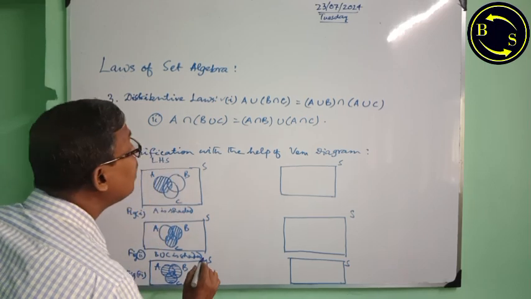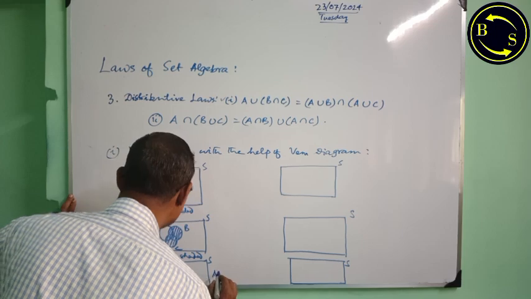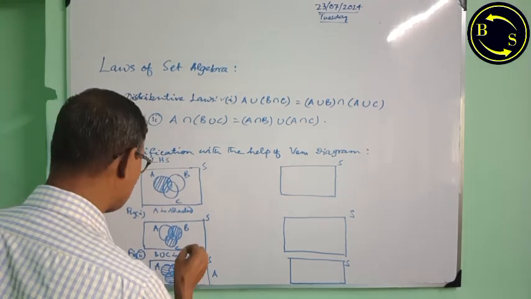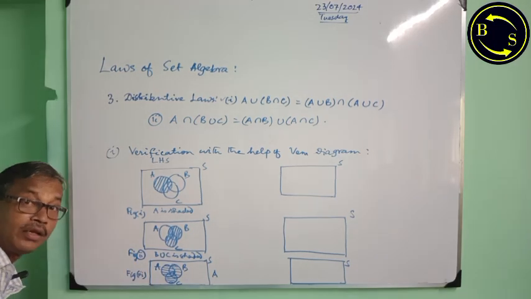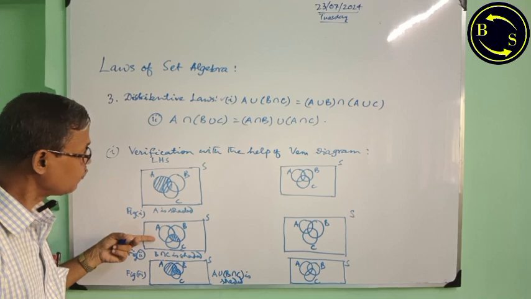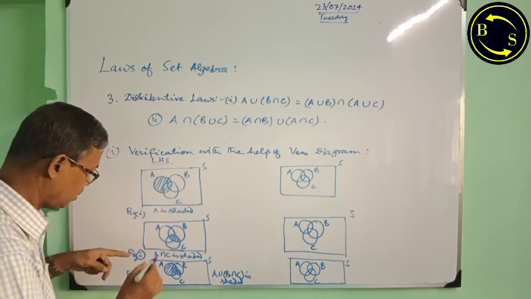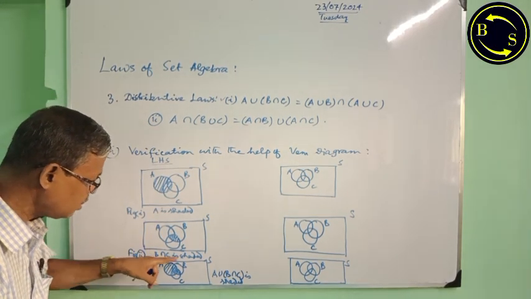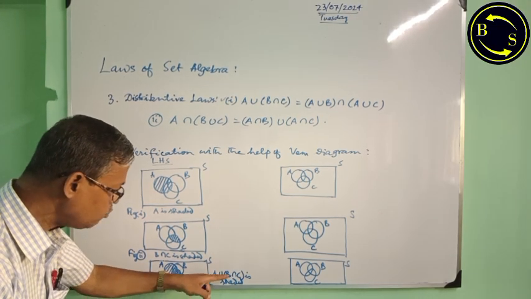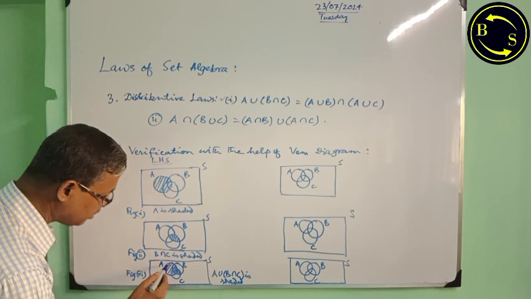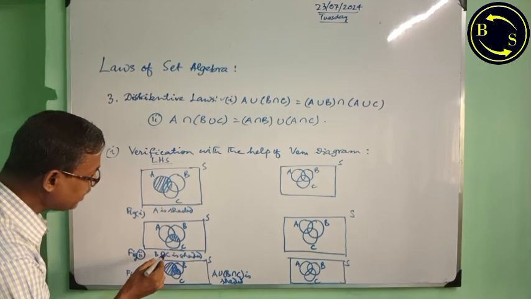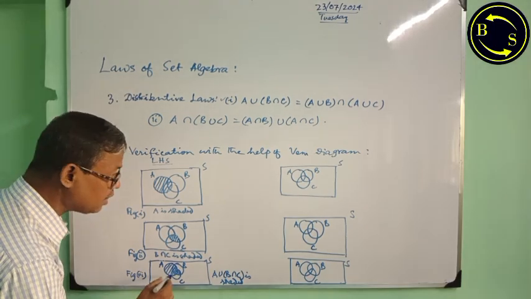Sorry, actually I have committed mistake here. In the second diagram, for the left hand side, B intersection C is shaded, and in the third figure or diagram, A union B intersection C is shaded. You see, this is the common area, and this shaded part is A union B intersection C.